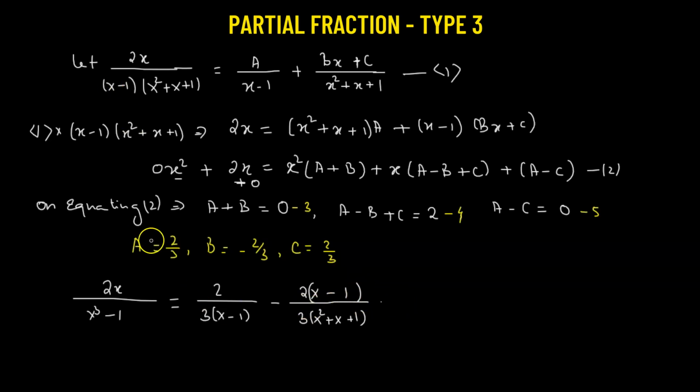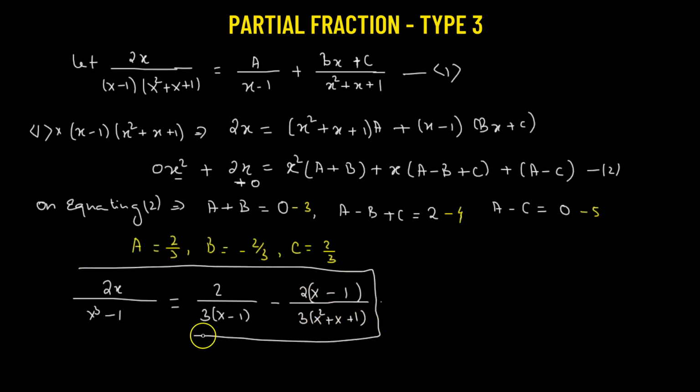So we have successfully resolved 2x over x cubed minus 1 into two partial fractions. The first partial fraction is 2 over 3 times x minus 1, and the second partial fraction is negative 2 times x minus 1 divided by 3 times x squared plus x plus 1. Now this is the final answer. And if you want to cross check, you can combine the two partial fractions, and the result should give back 2x over x cubed minus 1.